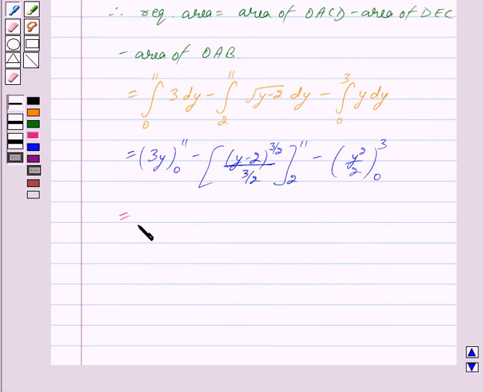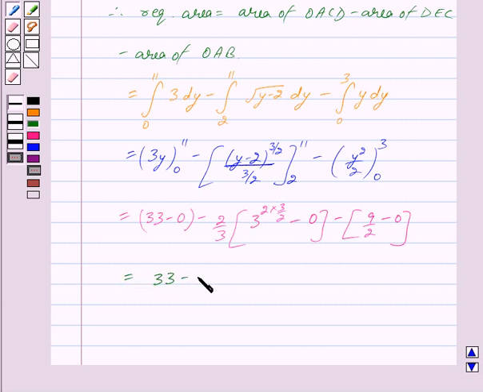in place of y, we get 33 minus, now we put lower limit 0 in place of y, we get 0 minus 2 upon 3 into, now again putting the limits, putting upper limit 11 in place of y, we get 3 to the power 2 into 3 upon 2 minus, putting lower limit 2 in place of y, we get 0 minus, putting upper limit 3 in place of y, here we get 9 upon 2 minus, putting lower limit 0 in place of y, we get 0.